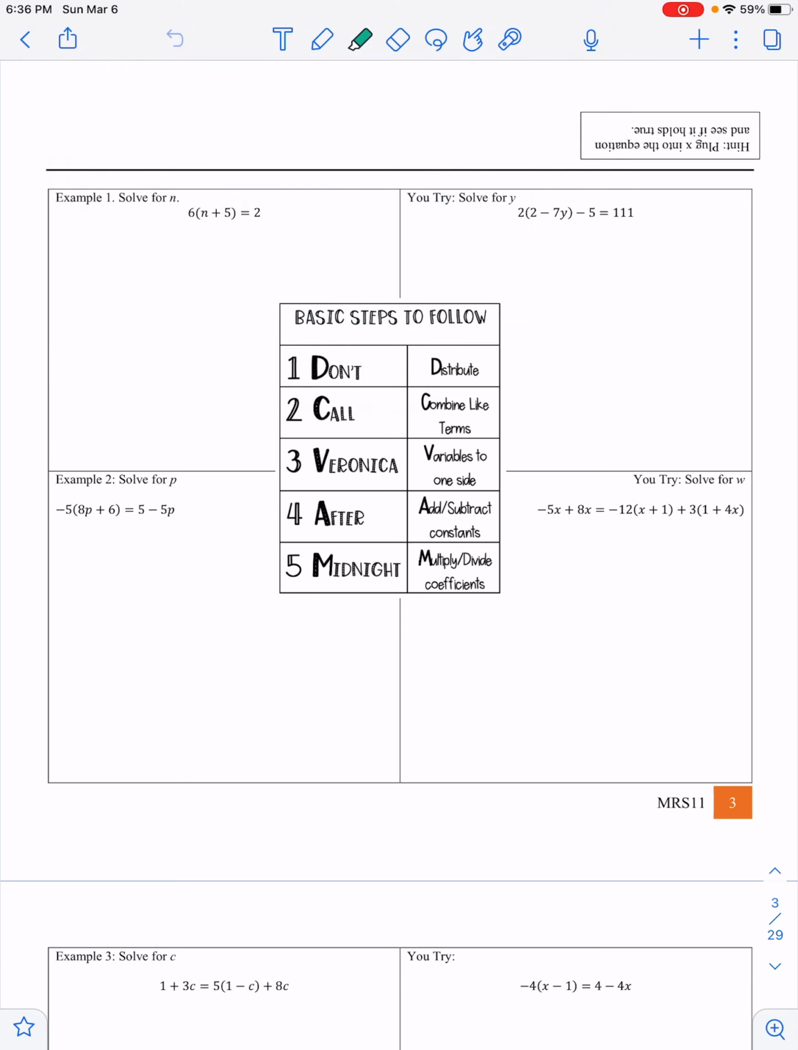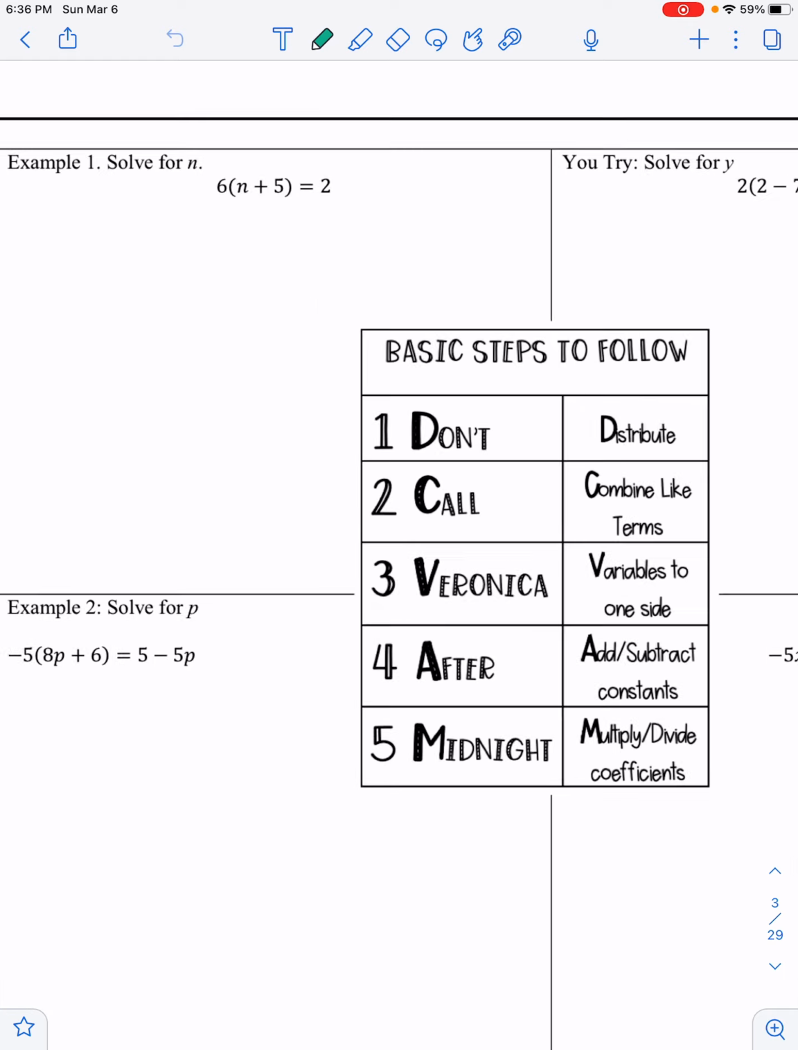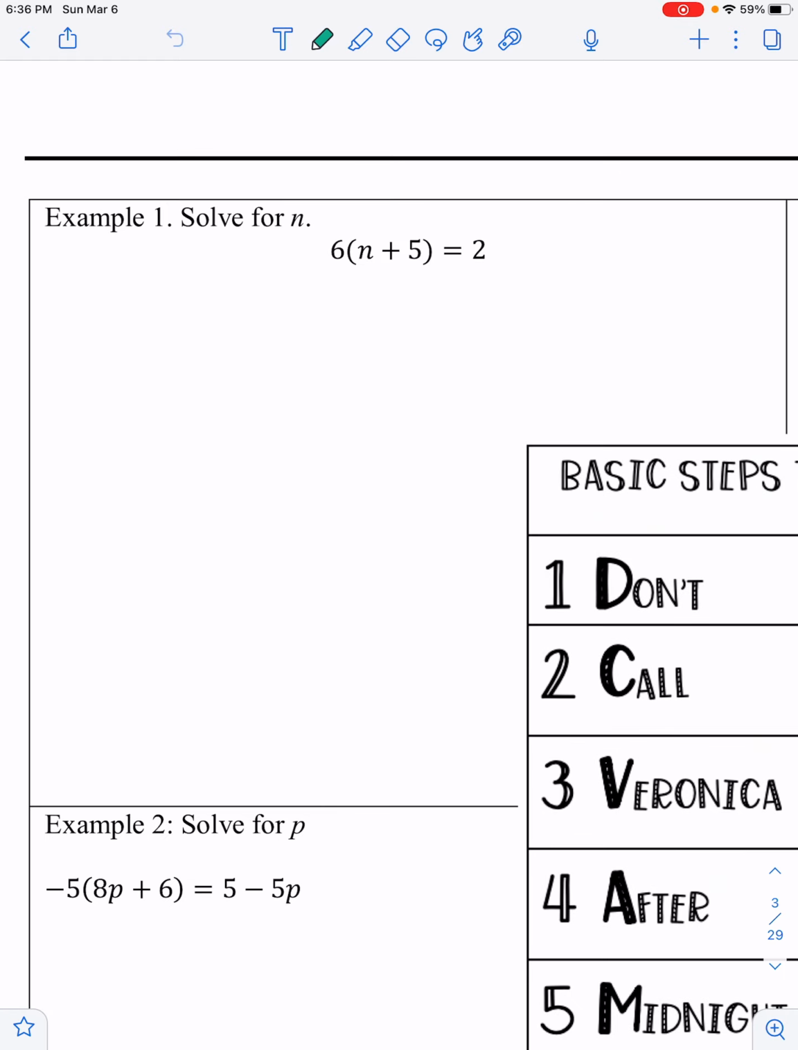We came up with a little mnemonic device to help us remember the steps to follow, and it's don't call Veronica after midnight. So when we are solving a linear equation, always try to follow these steps, and I'll write them down on each problem just so we have something to follow as we go. So it's don't call Veronica after midnight.